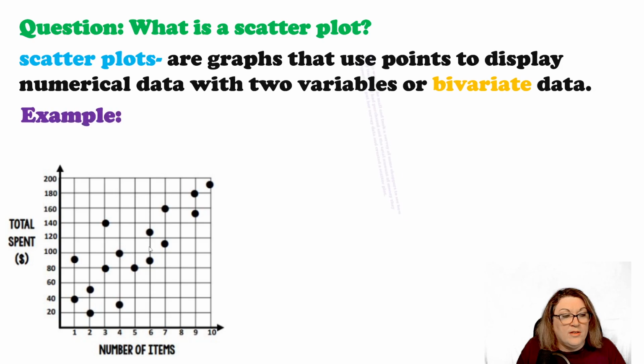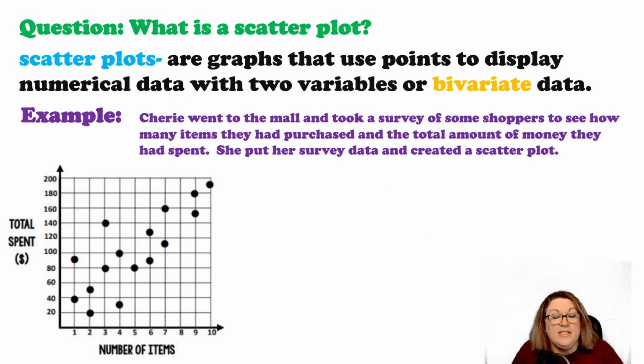Now, this basically is the scenario that we're looking at here. Cherie went to the mall and took a survey of some of the shoppers to see how many items they had purchased and the total amount of money they had spent. She put her survey data on the scatterplot.